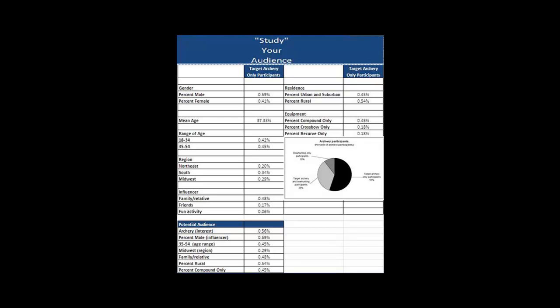You got your gender. Male population is 59% of archery. Female is 41%. The median age is 37. That's not the average, the median. There's a difference between the average and median. You just Google it, guys. I don't have time to explain it here because I've got so many things to cover. The age, okay, 45% is between 35 and 54.